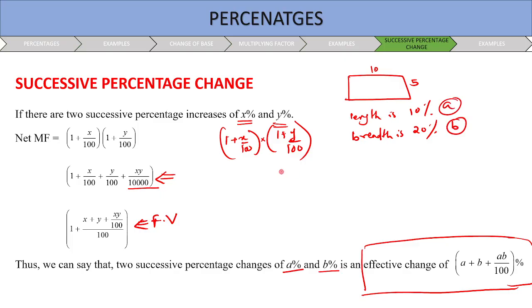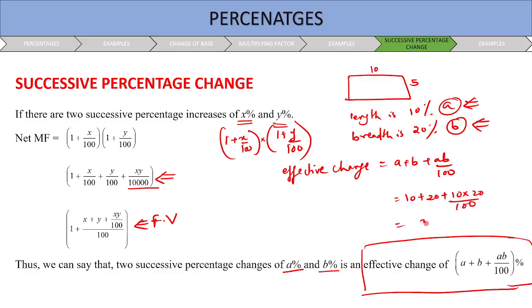So what will be a successive percentage change, or what will be the effective change whenever we talk about two percentages which are changing successively? So we will use the formula A plus B plus AB by 100, which is 10 plus 20 plus 10 into 20 by 100. So this will be 30 plus 2. So this is 32 percentage of effective change. So you have to find the increase in area. Area is L into B. Initial area is 10 into 5, which is 50.